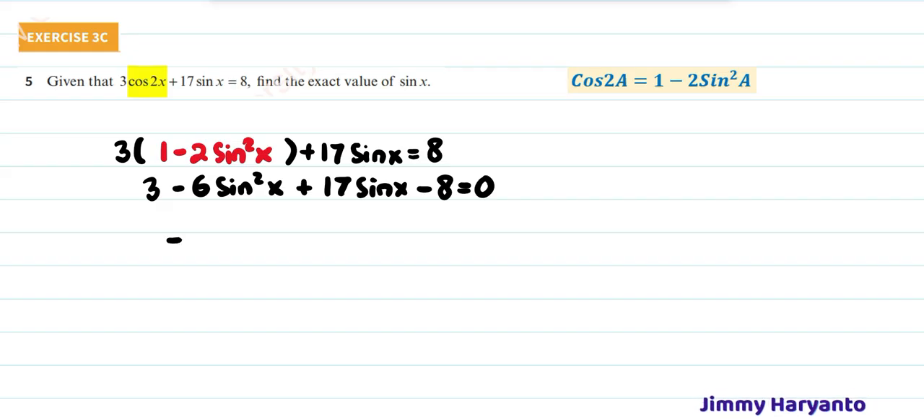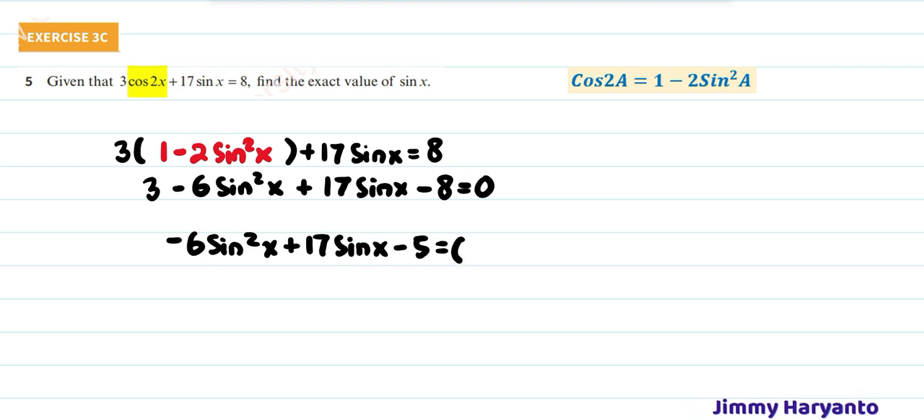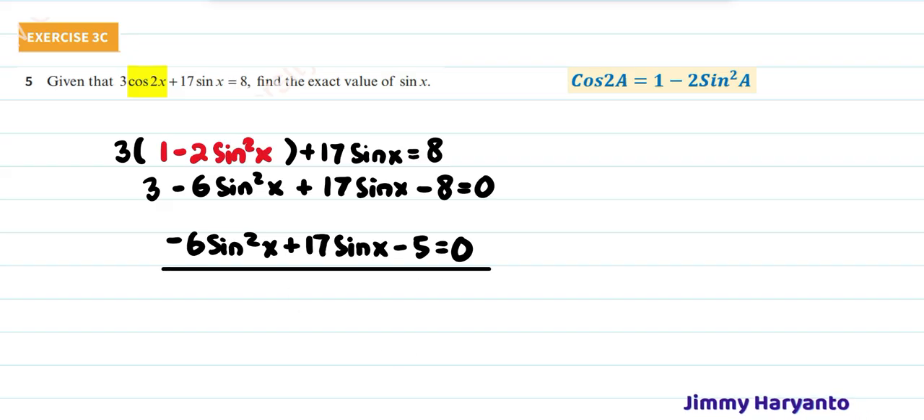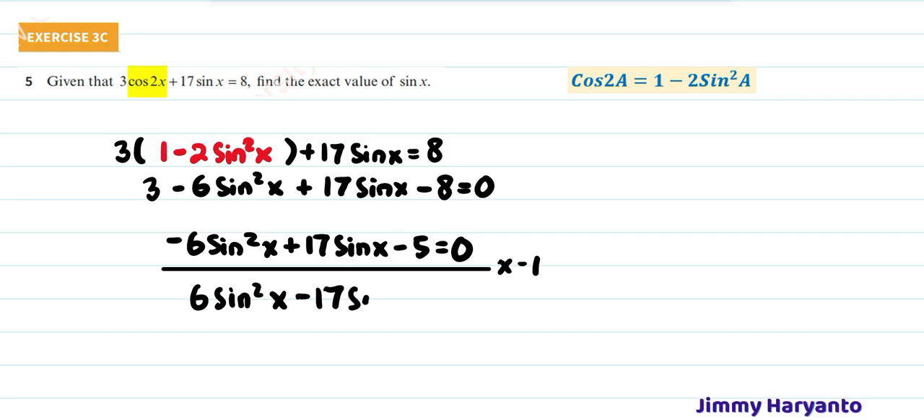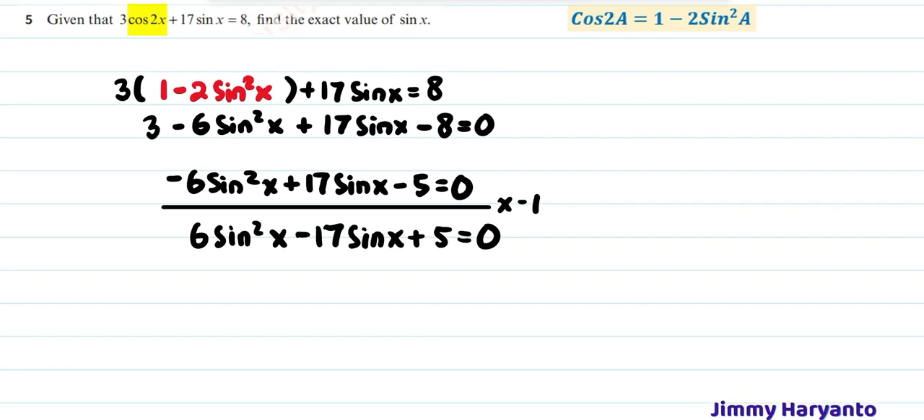And then I will rewrite it like this. Negative 6 sine squared x plus 17 sine x. 3 minus 8 becomes minus 5. And then I will multiply them all by minus 1. So you'll have 6 sine squared x minus 17 sine x plus 5 equals 0. Find the exact value of sine. The question says exact value, so I don't think we can factorize this.